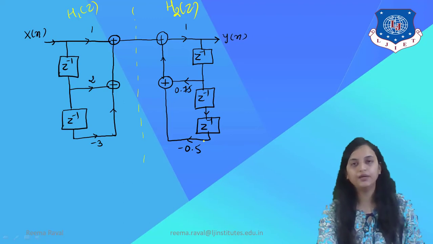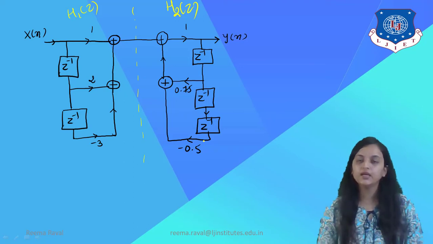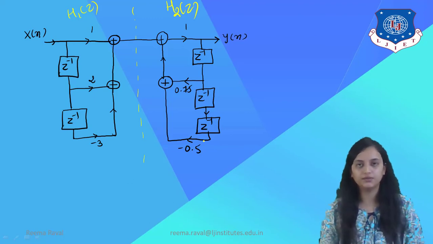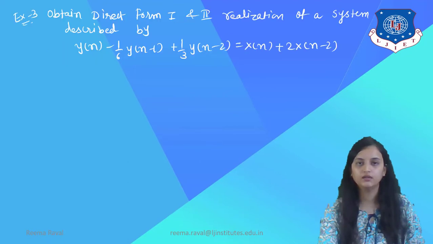If the example data is given in the form of n, you need to convert it into z form by taking the z transform. If you are asked to find the difference equation from the z transform, you will take the inverse z transform, and accordingly the direct form 1 or direct form 2 structure is to be drawn. Let's see one more example.